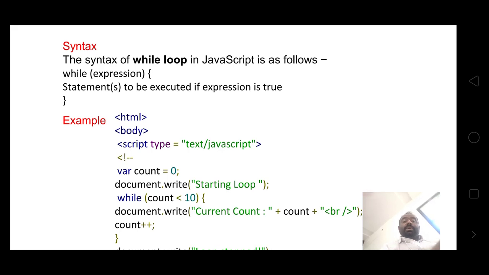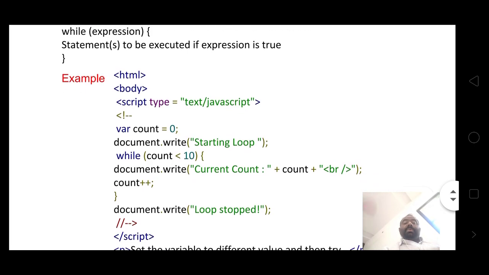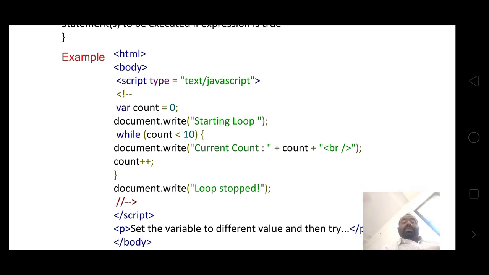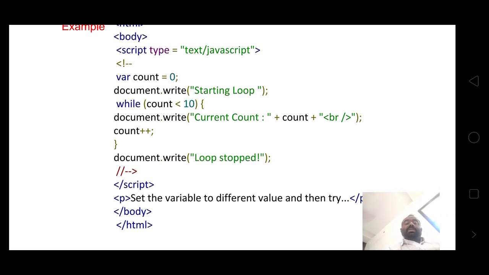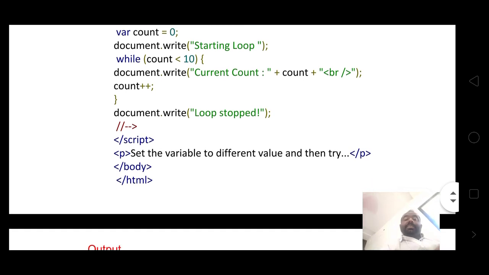In JavaScript, the while loop syntax is: while (expression) { statement to be executed if expression is true }. Example: HTML, body, script type text/javascript, var count = 0; document.write starting loop; while (count < 10) { document.write current count plus count, then br; count++ increment }; then document.write loop stopped.